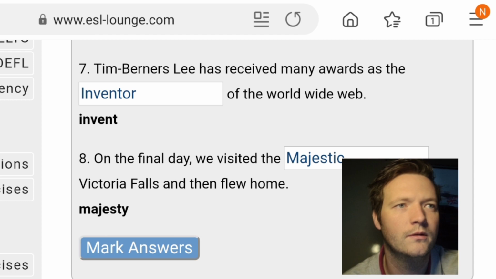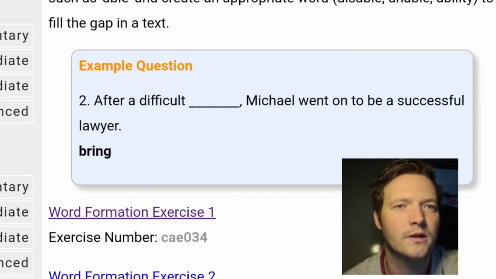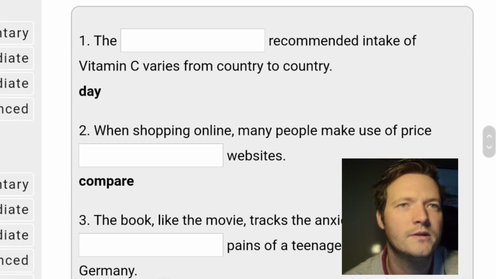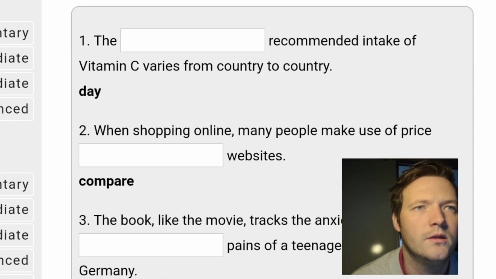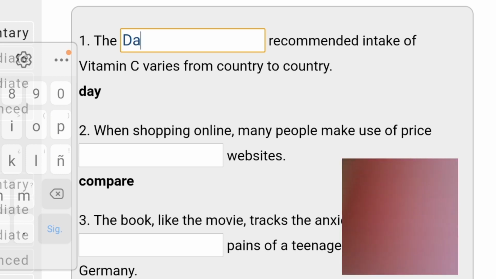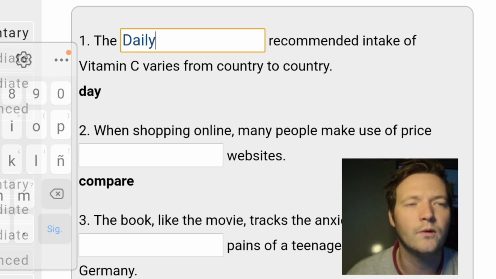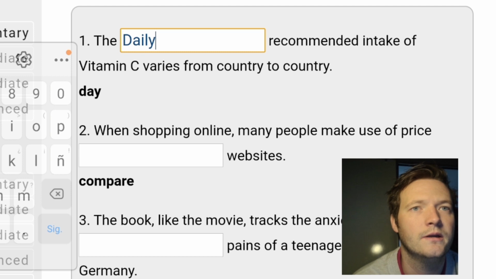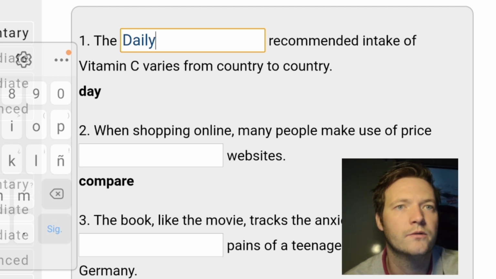Let's do another one. So, exercise 2 here. Same thing again. And it says, number 1, the day recommended intake of vitamin C varies from country to country. So you can see that this is a word that comes up quite a lot because people make the mistake. They spell it wrong. And so you'll see that quite a lot, that often the same words come up exam after exam. Daily is one of those words. The daily recommended intake of vitamin C varies from country to country.